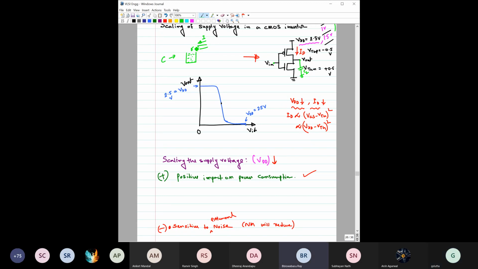But the volume of the bucket has also reduced, right? Okay, why has the bucket reduced? Because the maximum voltage it will reach will no longer be 2.5 volts. Yeah, maximum voltage will no longer be 2.5 volts. So how much will be the reduction? So suppose you reduce 2.5 to 1.25, right? Then how much will be the reduction? It will now be 1.25.